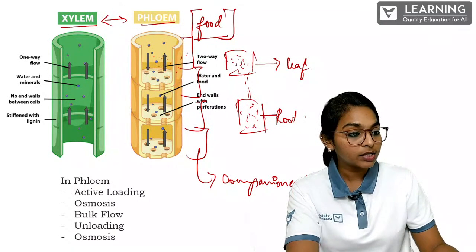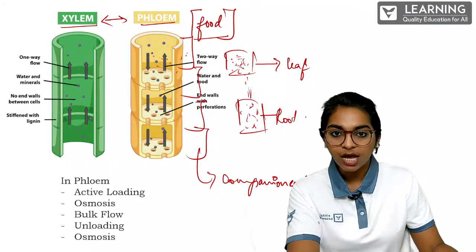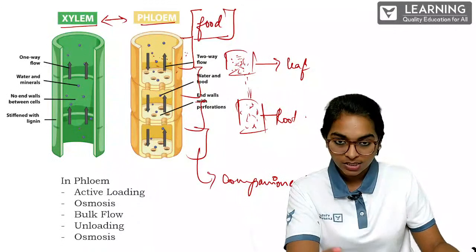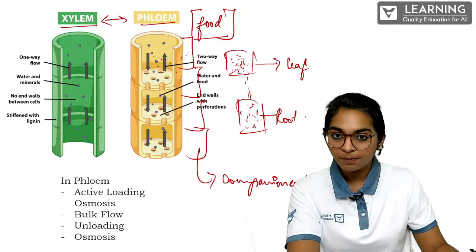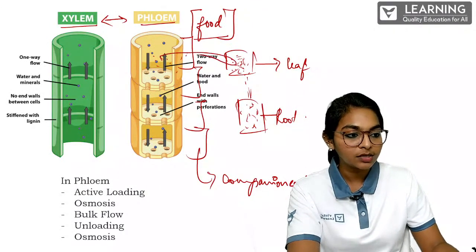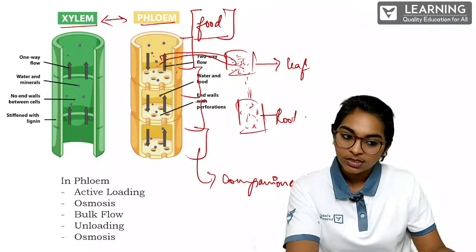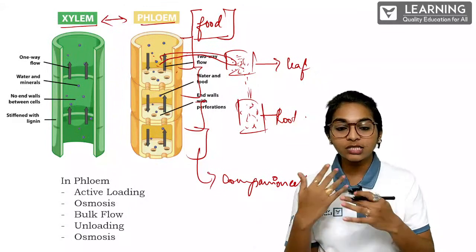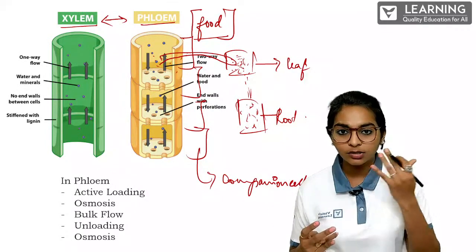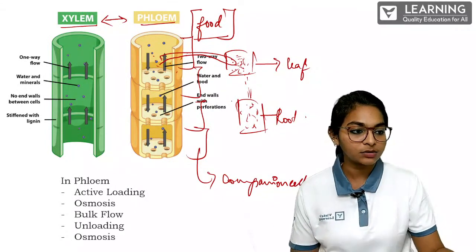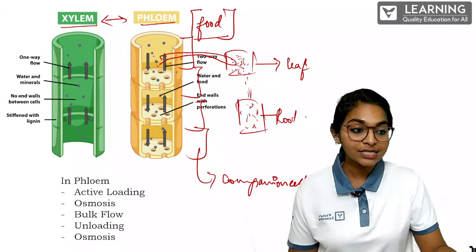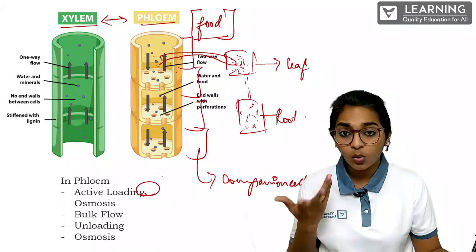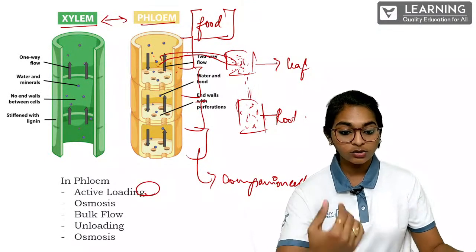See, listen. So what is happening? The starch is present, right? This phloem cell, the sieve cell, will spend some active energy in pulling the starch towards it. Is it clear? So when it is pulling the starch molecules towards it, it will continuously consume the starch which has been produced in the leaf. As it continuously consumes, the first process happens, which is active loading, because it is loading the starch towards itself, right?